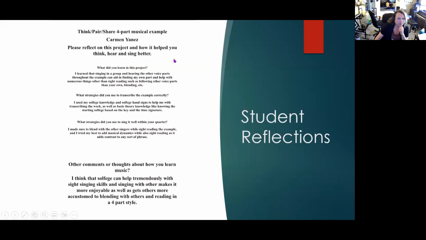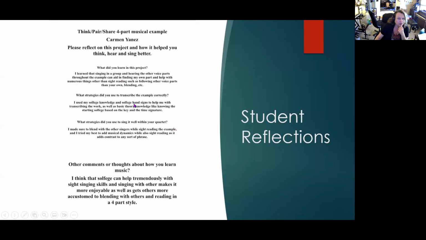The soprano Carmen, what did you learn in this project? She said that I learned that singing in a group and hearing other voice parts throughout the example can aid in finding my own part and help with numerous things other than sight reading, such as following other voice parts, blending, etc. Just gonna maybe skip some of this.